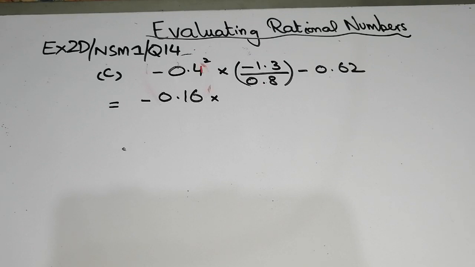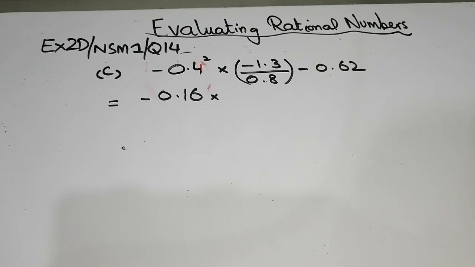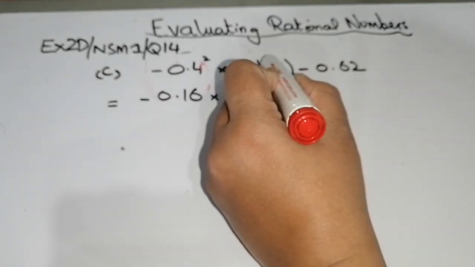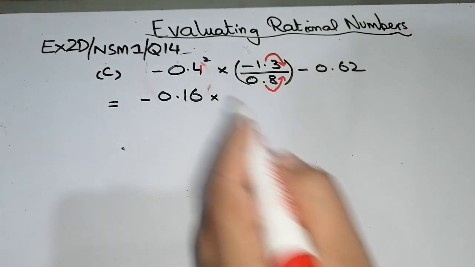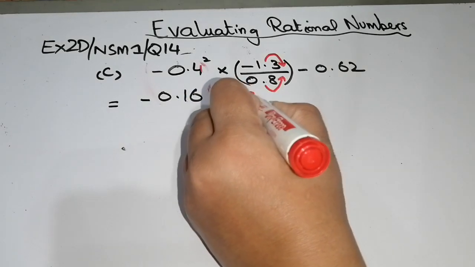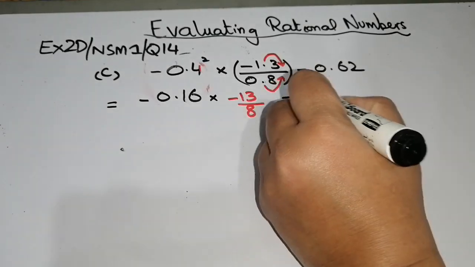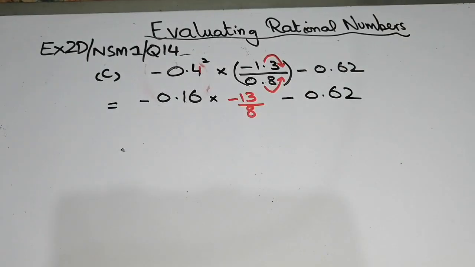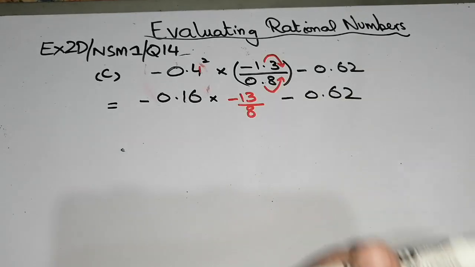Now moving on to the second term, which is minus 1.3 divided by 0.8. As we discussed earlier, in division, if there are decimals, you can just move the decimal an equal number of steps. So I can move this decimal 1 step forward and this also 1 step forward. So it will be minus 13 by 8. The last number will stay as it is, minus 0.62. So in the first step of this solution, I have taken the square as well, and I have shifted the decimal 1 step forward as well.